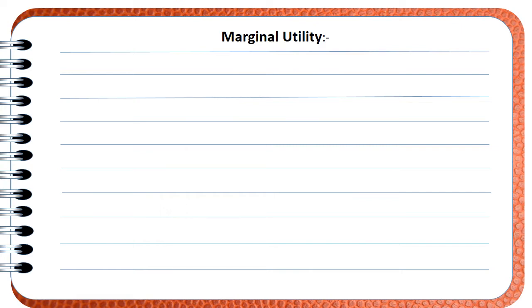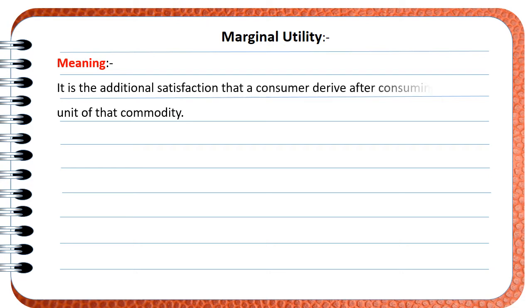Before everything, firstly, we should discuss the meaning of marginal utility. We will see the definition. It is the additional satisfaction that the consumer derives after consuming an additional unit of that commodity. So what is marginal utility? It means additional satisfaction which a consumer derives after consuming an additional unit of a commodity. Mathematically, it can be represented as change in total utility, that is, total utility minus former total utility.